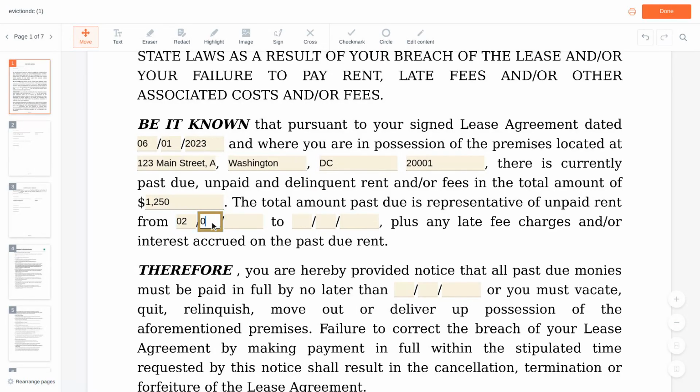Your state sets the minimum time a tenant must get. We cover it in the requirements in a moment, so give at least that much. Further down, the notice names the state once more where it reserves the landlord's rights. Type it again there.